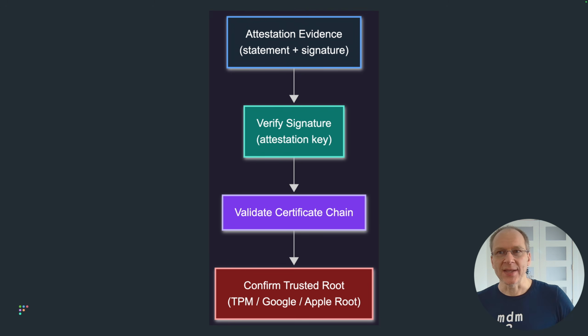Verification has two distinct phases. The first is cryptographic verification. You validate the signature of the attestation statement. You validate the certificate chain. You confirm that the attestation key chains up to a known root, a TPM manufacturer root, Google's attestation root, or Apple's attestation root. If that chain is invalid, everything stops. No policy logic matters if cryptography fails. This phase answers, did the hardware really sign this?